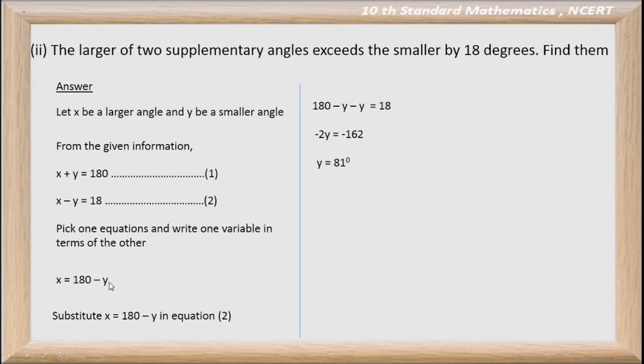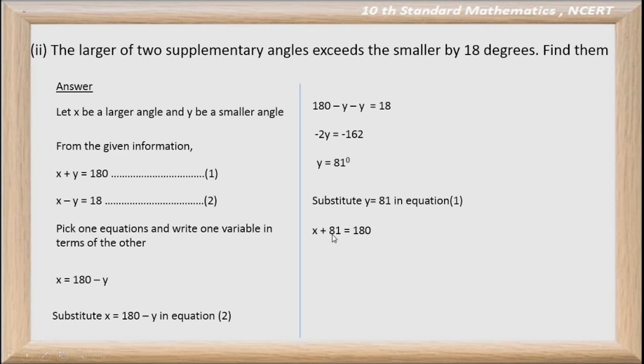Now we have to find the other angle, x. So substitute y equal to 81 in equation 1. See, this is equation 1. Otherwise you can substitute in here also, x equal to 180 minus y. In y's place you can substitute 81, then also you will get the x value. But here I am substituting y equal to 81 in the first equation.